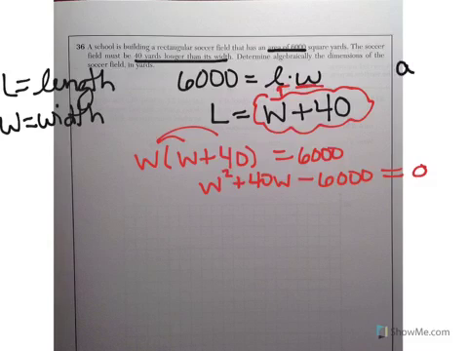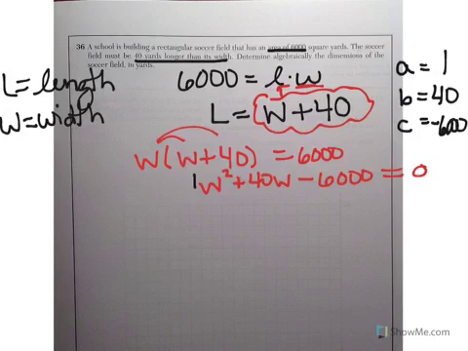So I need to find my A, my B, and my C before I plug it into the formula. A would be 1, it's the number in front of your x squared, or in this case w squared. B is the number in front of your variable w, so that's 40. And C is the number without any variables, so that is negative 6,000. You need to remember the negative.